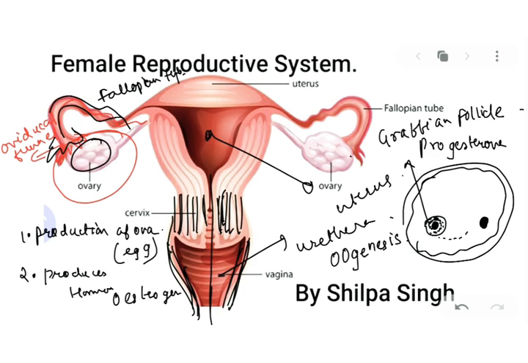Clear? Are you getting my point? I think I have written double F. It's not double F, it's double A. Graafian follicle. Okay. Now after a while, this Graafian follicle, when it is completely ripened, it will bulge and finally it will rupture. Getting my point? It will rupture and the egg will come out. This process of rupturing of the follicle and releasing the egg is known as ovulation.